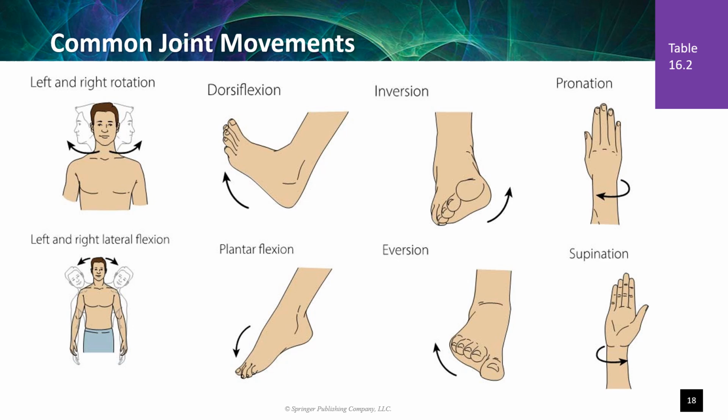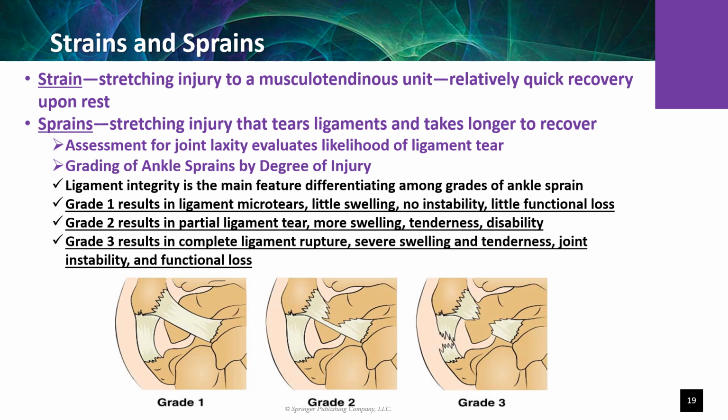Additional joint movements. A strain is a stretching injury to a musculotendinous unit. This can result in small tears in the muscle or the tendon, leading to limited amounts of bleeding, edema, and an inflammatory response. All of these can produce pain and stiffness.